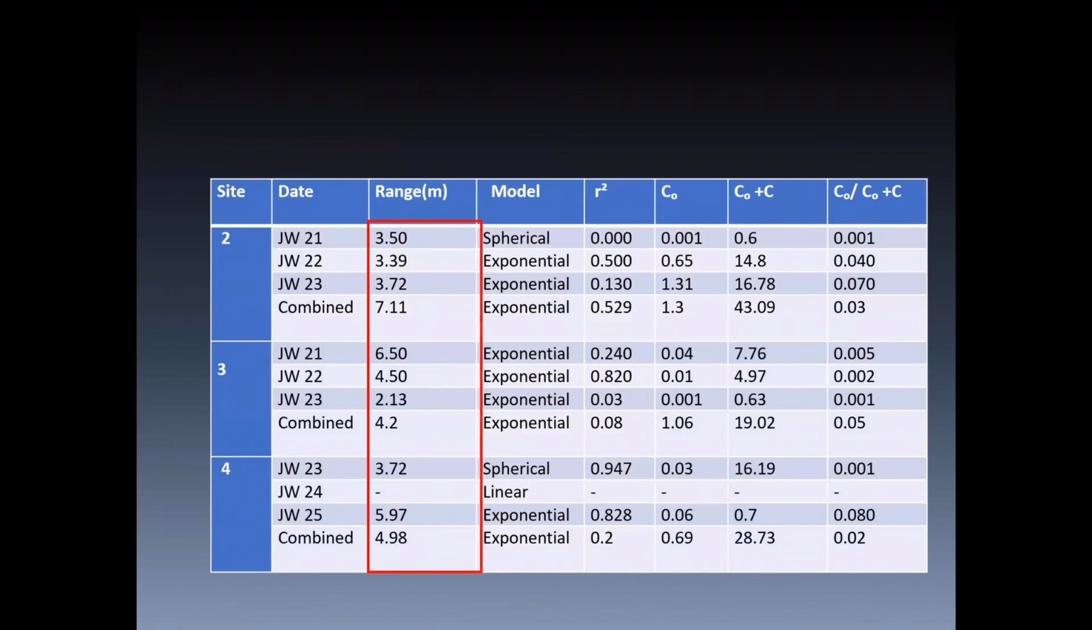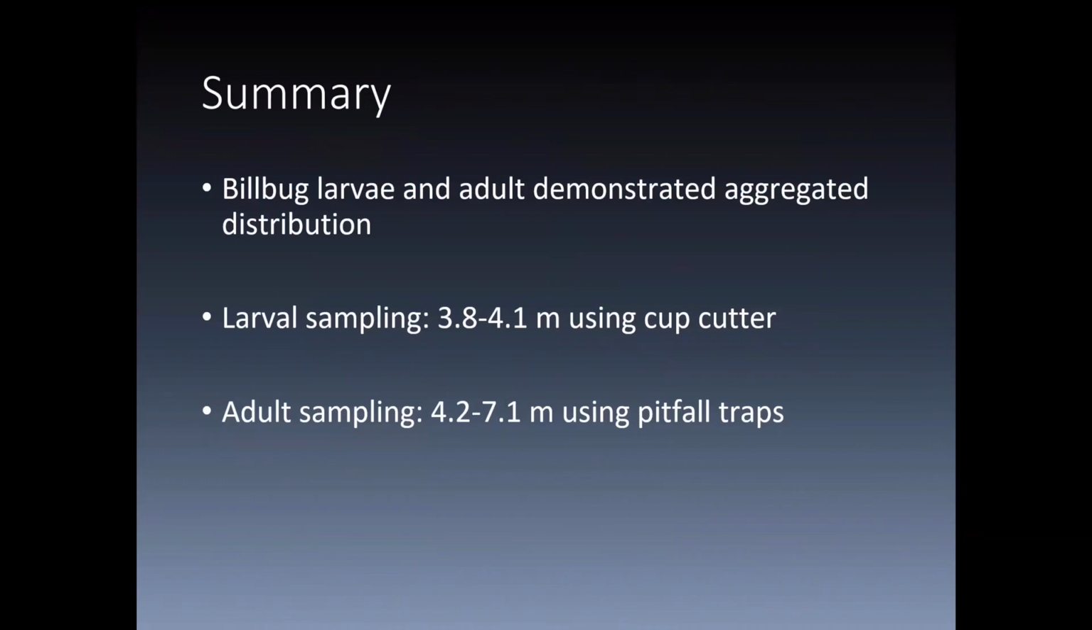So again, for all these fields and the different samples that we did, this is what these numbers look like, and they show the range of distances where these insects occur in the field. So this is the bottom line. For sampling larvae using a cup cutter, we're talking about 4 meters apart. That's what we need to do the sampling. So if you sample 4 meters apart, one here, another 4 meters away, another 4 meters, and you see the larval stage, that means they are present in the field, and they are aggregated in that area. That's what it means.